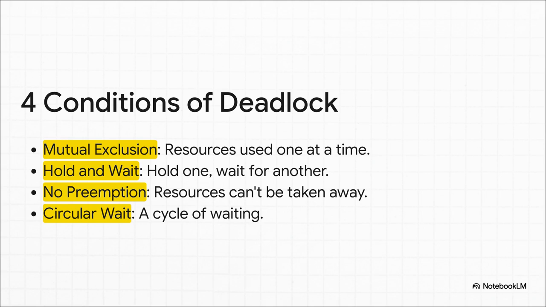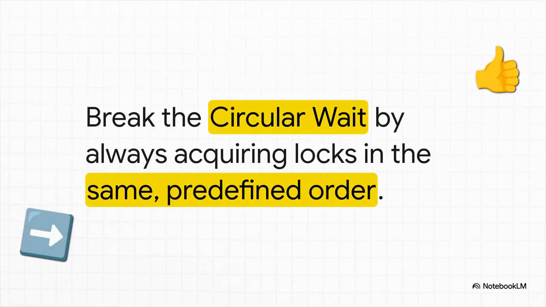First, only one person can use a thing at a time. Second, you have to be holding on to one thing while you're waiting for another. Third, you can't just snatch a resource away from someone. And fourth, the big one, you have that closed circle of waiting we just saw. So how on earth do you prevent this from ever happening? Well, the easiest way is to just break one of those 4 conditions. And the most common one to break is that circular wait.